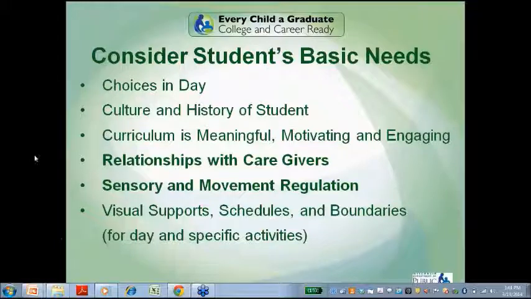Of course, we use many different evidence-based practices to teach those skills. Certainly, again, a number from the NPDC.